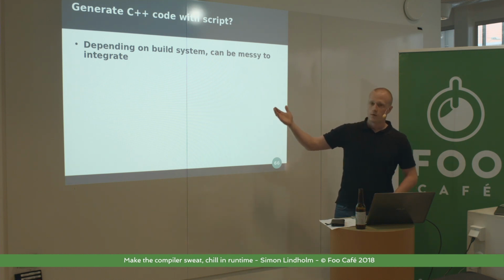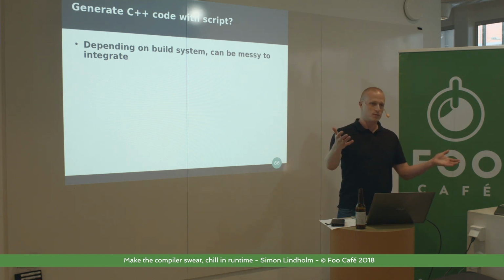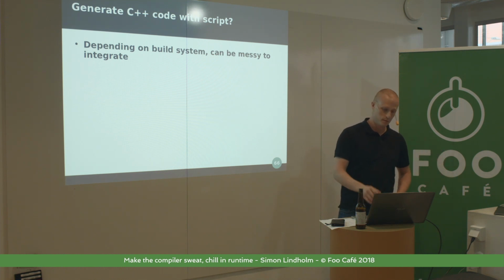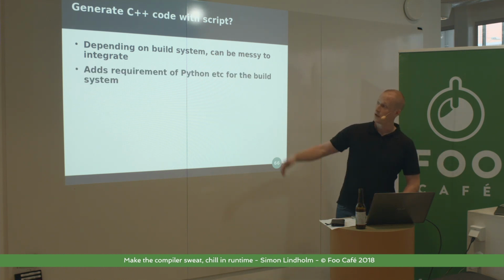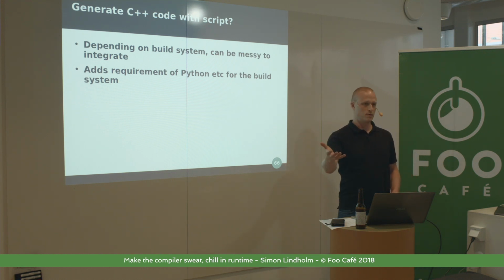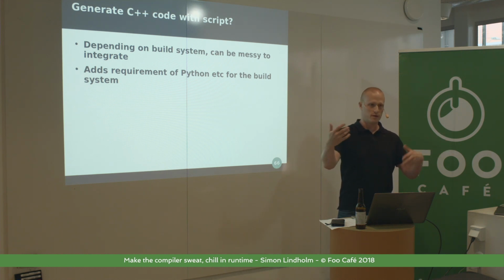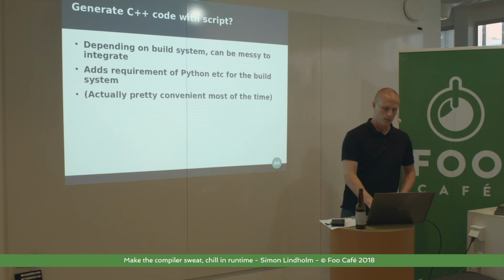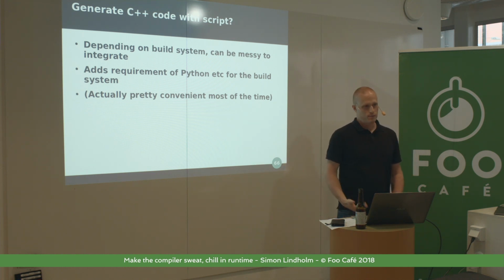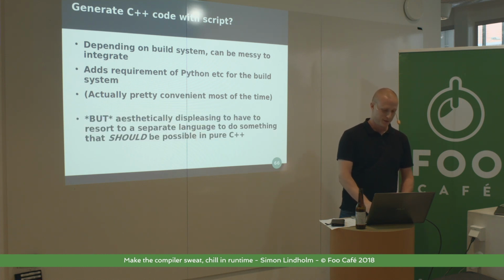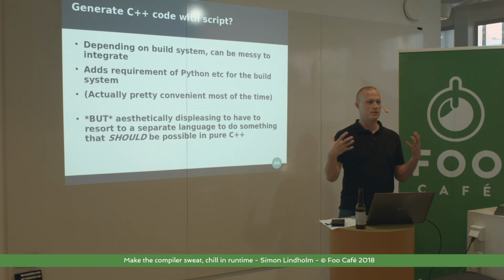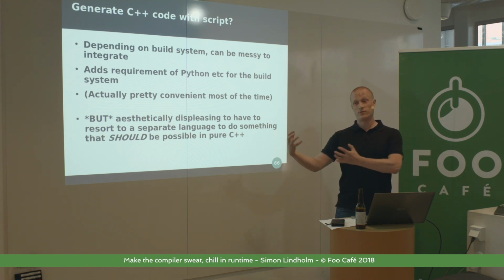If you want to generate code from a separate script, you typically have to integrate it into the build system somehow, which can be a little bit messy. And then, of course, on the platform where you build it, you need to have Python installed or whatever you're using to generate the code. It's actually not a big problem because it's usually pretty convenient. As I said, this isn't serious stuff. But a maybe more important point is that it's something that should be possible to do in pure C++. So it would be really nice if it were possible to do it in pure C++.